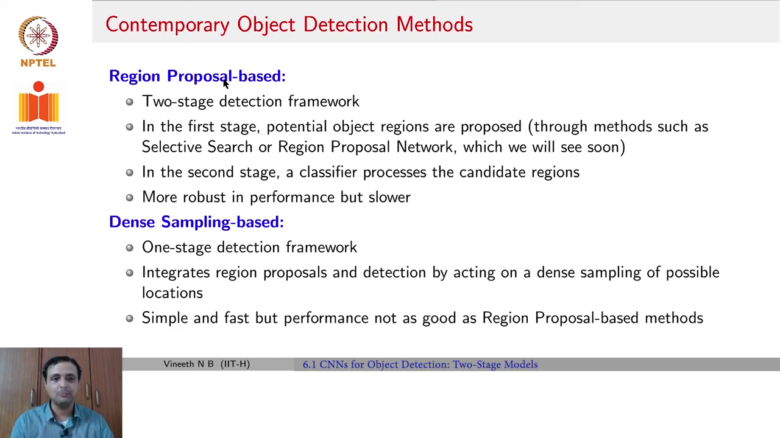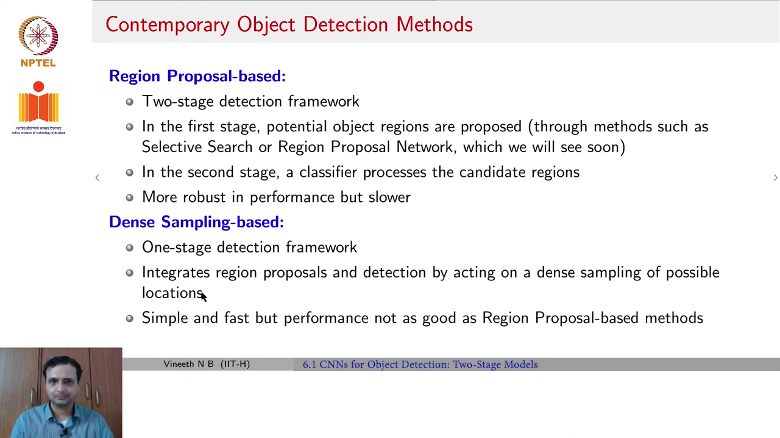in the next lecture. In region proposal based methods, the framework is composed of two stages. In the first stage, there is a network or a module that proposes different regions that could contain objects. And in the second stage, a classifier, in our case a CNN, takes those regions and classifies them as belonging to an object or could even belong to the background. This is more robust in performance but is slow because of the two-stage approach.